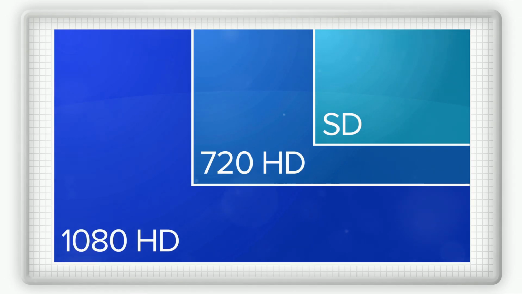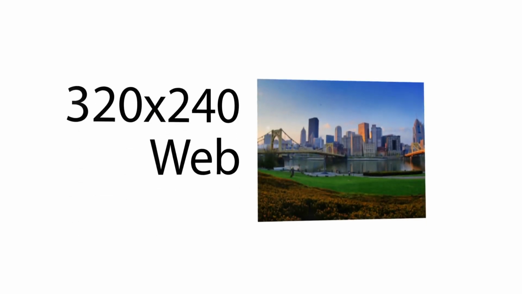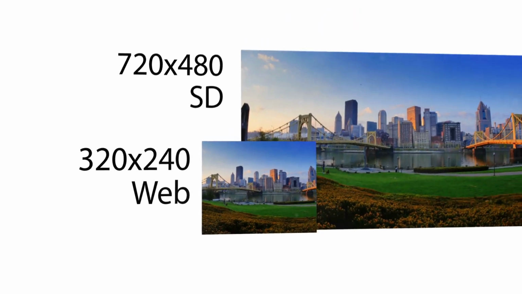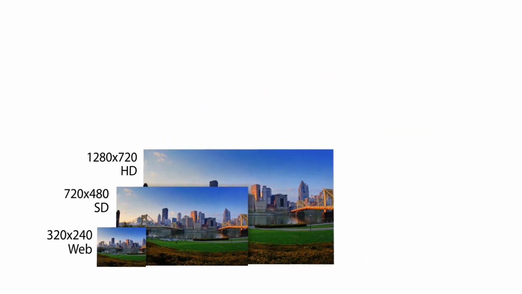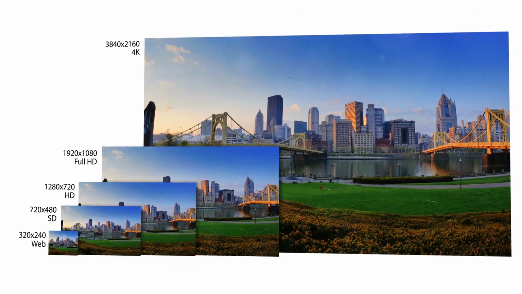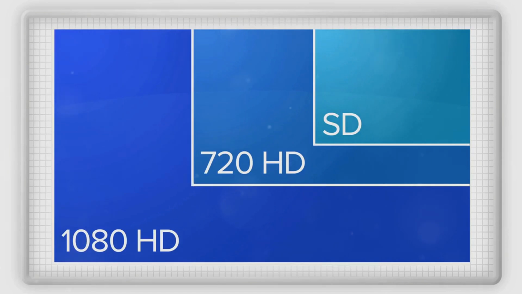Now let's move on to settings. The settings you choose can dramatically affect the quality and size of your video. Here, we're talking about things like resolution, frame rate, and bit rate. The resolution of your video refers to the number of pixels displayed on the screen. More pixels mean a higher quality image, but also a larger file size.